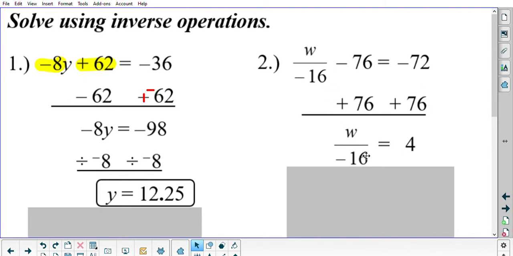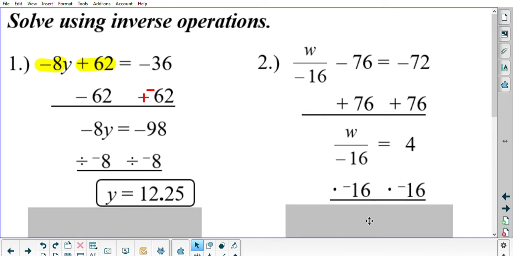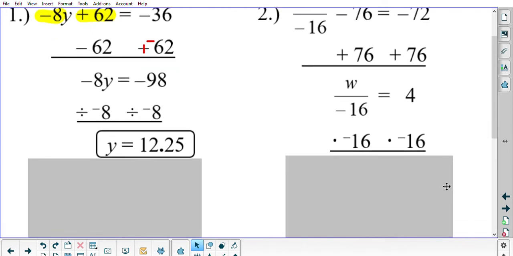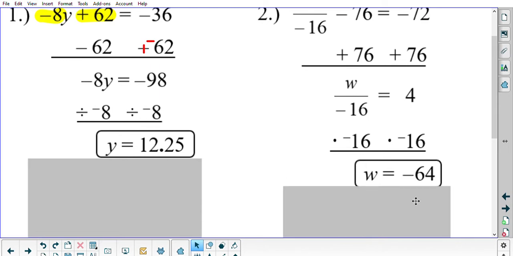Now we just have the w over -16 remaining. From here, what is that? That's division, right? Fraction bars mean division. The inverse of division is multiplication. So we're going to multiply by negative 16 on both sides. 4 times negative 16 would give you the final answer of negative 64.